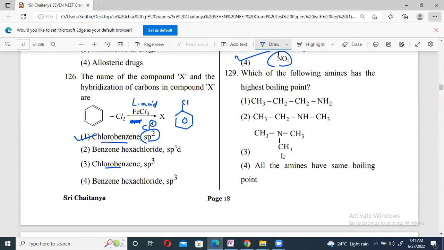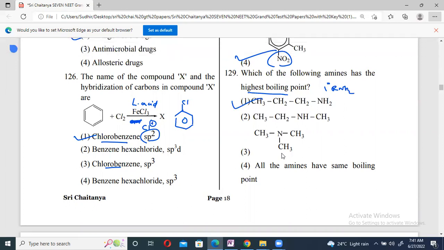Then question number 129. Which of the following amines has the highest boiling point? You know, beta? 1 degree amine, 1 degree, 2 degree, 3 degree. First option. 1 degree amine will have the highest boiling point.